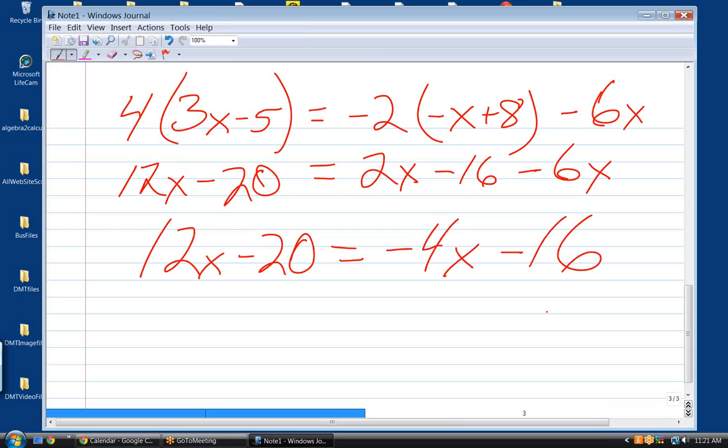Now, which way do we want to move? Which side do we want the variable to be on? Just looking at this problem and what our next step's going to be. Do we want it to be on the left or the right? The left. Okay, what's it going to be? It's gonna be 12 minus 4.